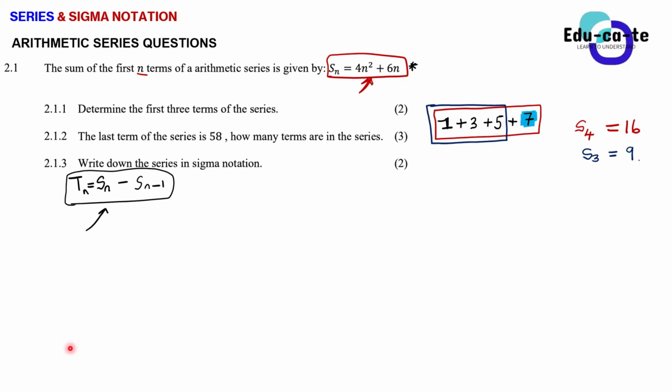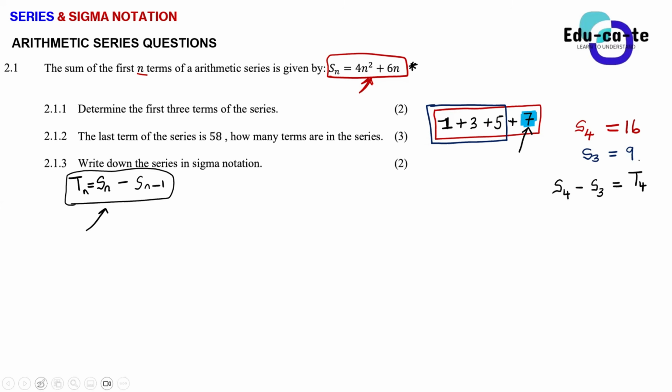So in other words, for me to get this remaining term, which is 7, I have to say the sum of the 4 terms minus the sum of the 3 terms. This will definitely get me term 4. Do you guys see the sense?